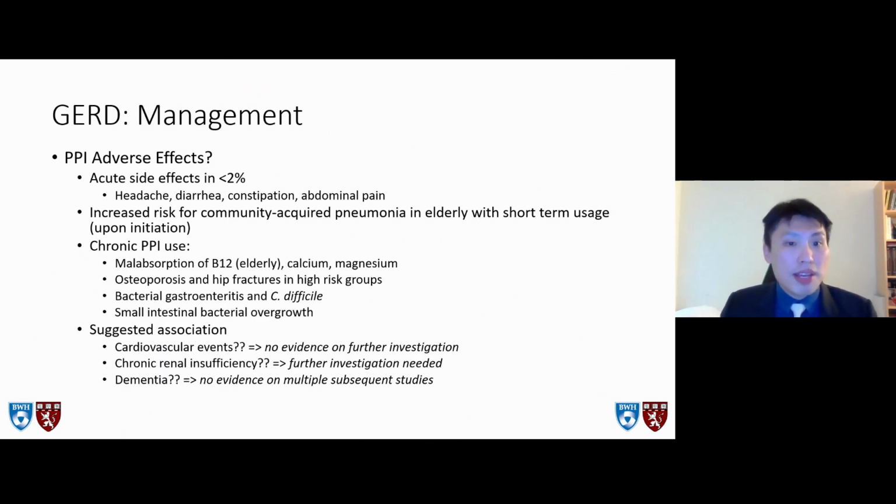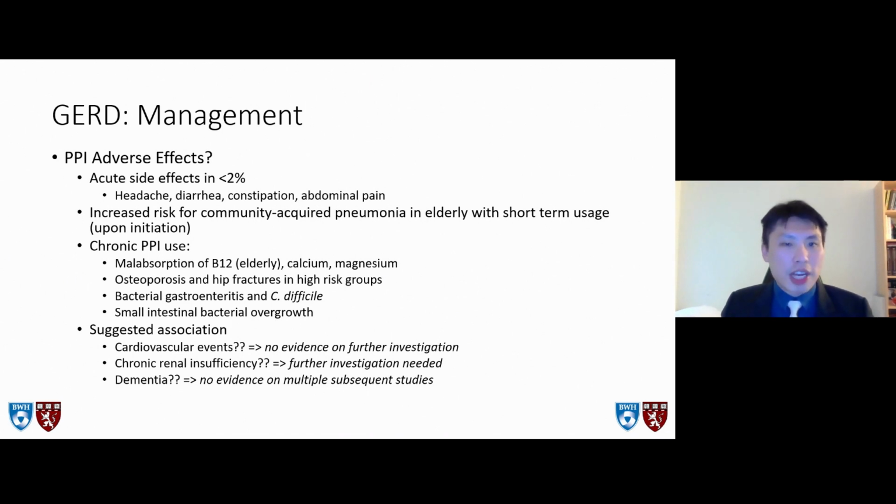In terms of chronic PPI use, there have been reports of malabsorption of vitamin B12, calcium, and magnesium with suppression of the acid. There's a lot of studies that have looked at osteoporosis and hip fracture in high-risk groups, particularly due to the decreased absorption of calcium. Bacterial gastroenteritis and C. difficile infection have also both been reported to be associated with chronic PPI use, as well as small intestinal bacterial overgrowth.